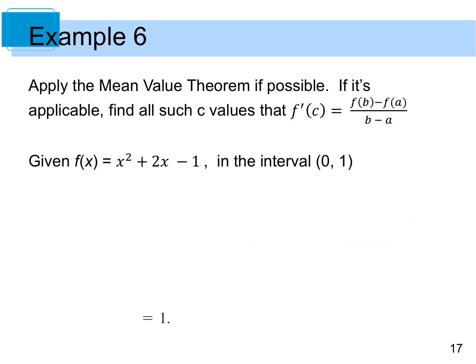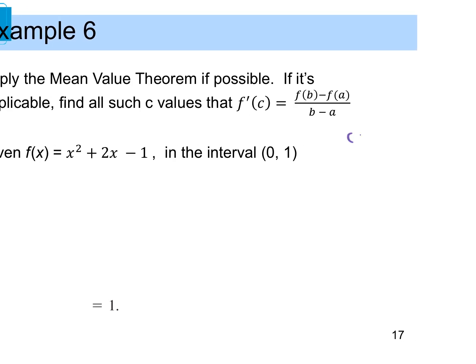All right, let's do example 6. Apply the mean value theorem if possible. If it's applicable, find all such values where the slope of the tangent line equals the slope of the secant line. So we want to see, is it continuous and is it differentiable before we can start? What shape of graph do we have here? A parabola. Is our parabola continuous from 0 to 1? Yes, so it is continuous.